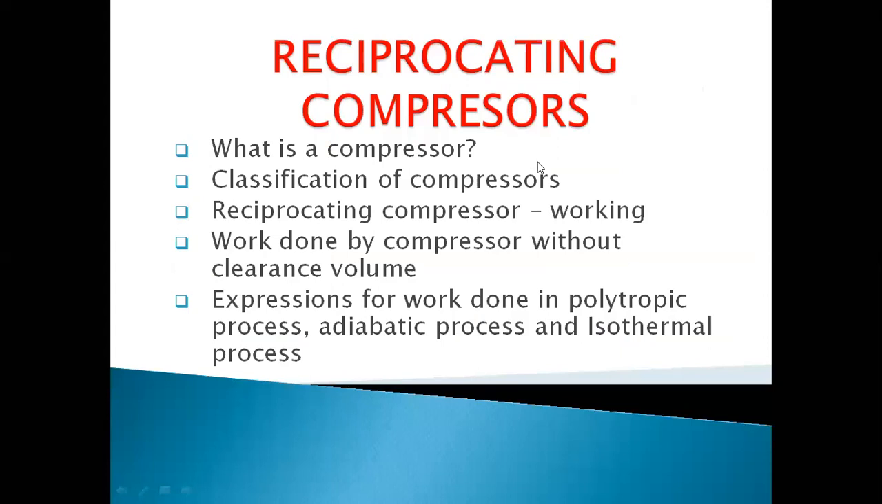And we have discussed the classification of compressors. Compressors may be classified into two types: reciprocating compressors and rotary compressors. The reciprocating compressors may be single stage, multi-stage, as well as single acting and double acting. Rotary compressors may be used for very small pressure rise applications. Examples of rotary compressors are the screw compressor, vane compressor, and lobe compressor.